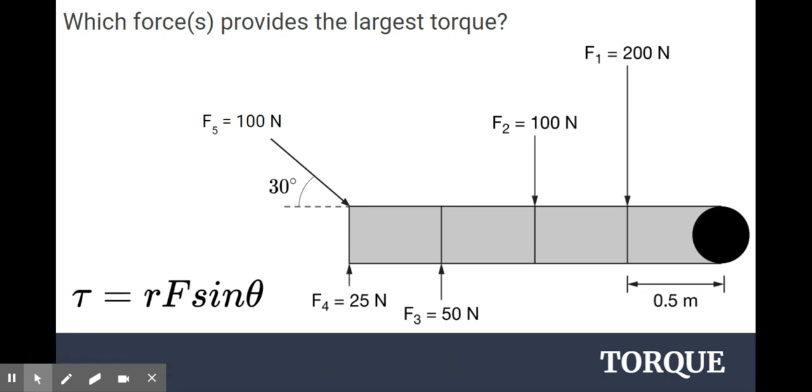I want you to look at this, and I want you to tell me, out of all these forces, which one provides the largest torque? Or if they're tied, which forces provide the largest torque on this object? Well, you actually are going to get 3 of the forces are tied for providing the largest torque. Force number 1, force number 2, and force number 5 all provide the same amount of torque with 100 Newton meters.